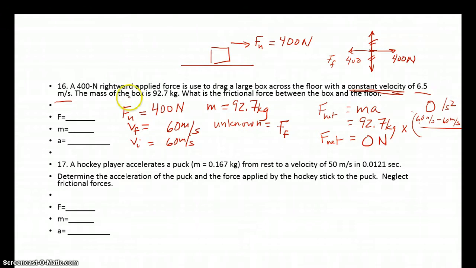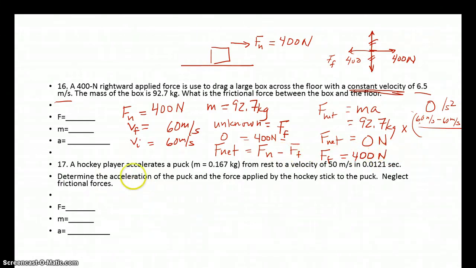Okay? So if I know my F net, I know F net equals the difference between normal force and frictional force. If I know this should be 0, and 400 newtons is my normal force, what minus 400 is going to equal 0? Well, of course, 400. There you have your frictional force. So there are two ways of doing it. You can do it just purely by the force diagram, or you can actually do the calculation.